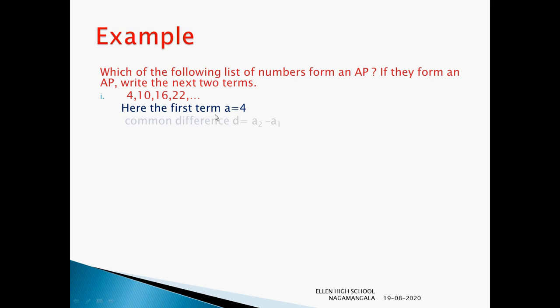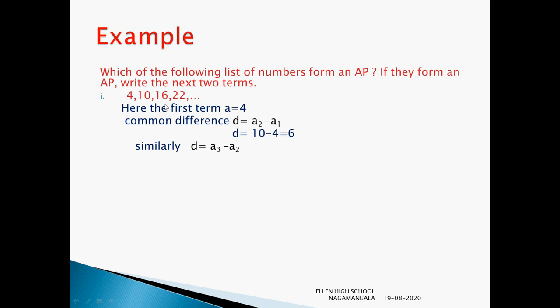Here the first term is a. How do we find the common difference? By a2 minus a1, that is second term minus first term. The second term is 10, the first term is 4. So 10 minus 4 is 6. This alone is not enough to say it is in AP. We have to find one more common difference. Similarly, I am taking d is equal to a3 minus a2.